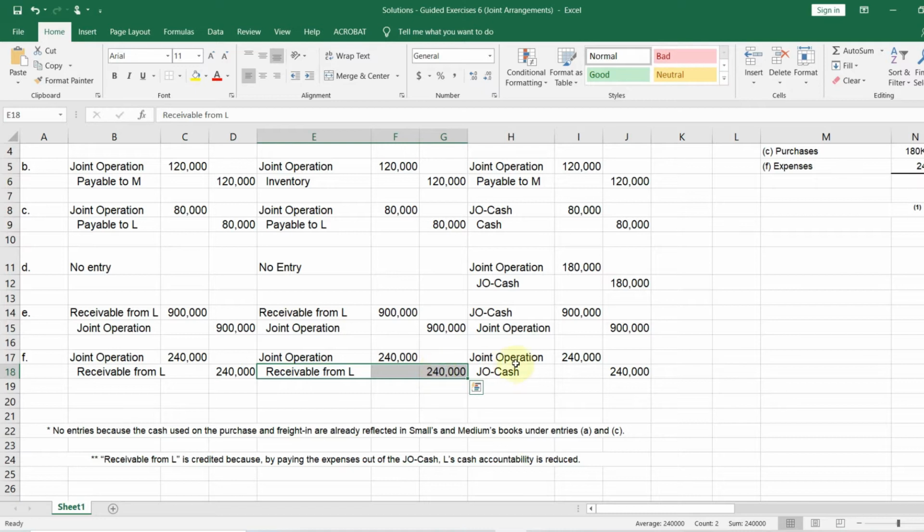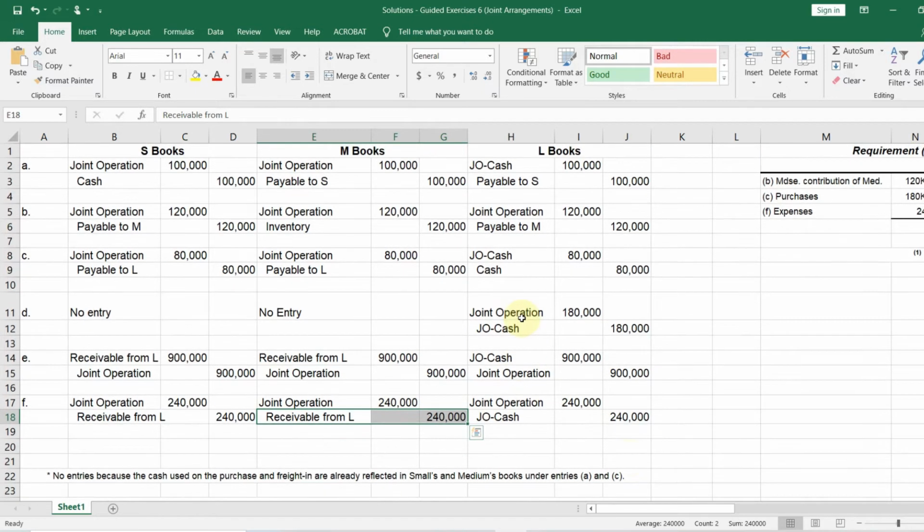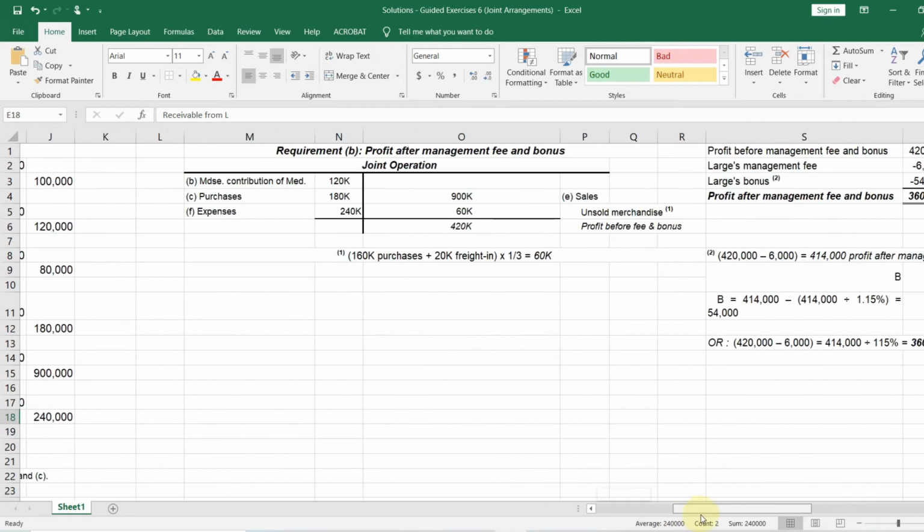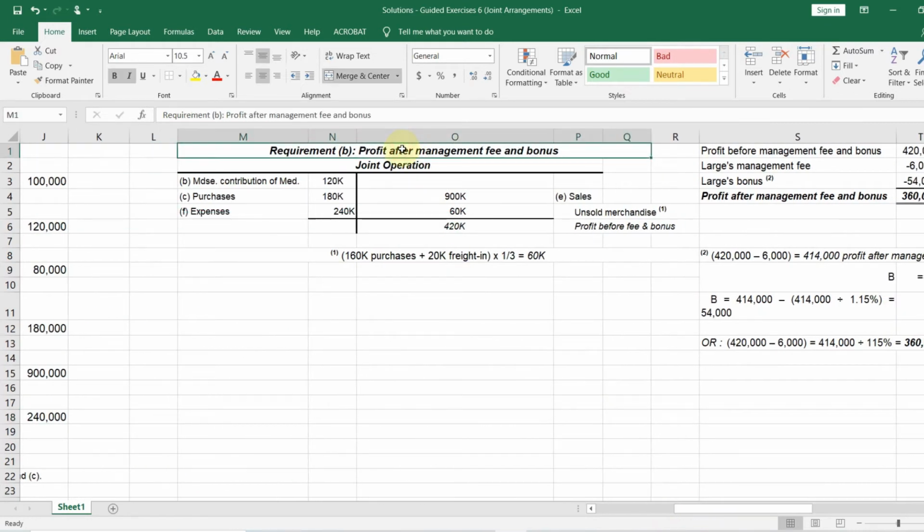Okay? So, that's all for the journal entry. Now, the next requirement is profit after management fee and bonus. Okay? So, let's compute the profit after management fee and bonus.